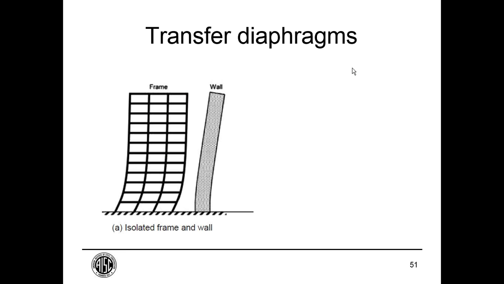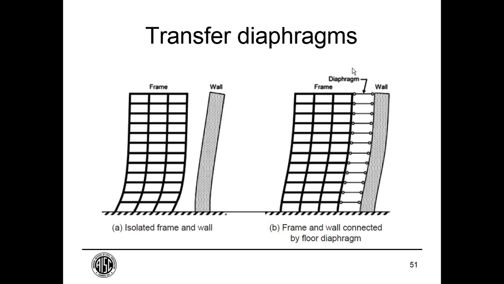Another common system is a combination of a wall and a frame. The wall could be used in the core of the building, the frame, the perimeter. And these systems have different displacement profiles, but when you put them in the same building, the diaphragms will enforce similar displacement between the wall and the frame. And the diaphragm then has to transfer a lot of forces back and forth between the wall and the frame in order to get them to move together. And so the transfer forces in this type of dual system can be quite large.